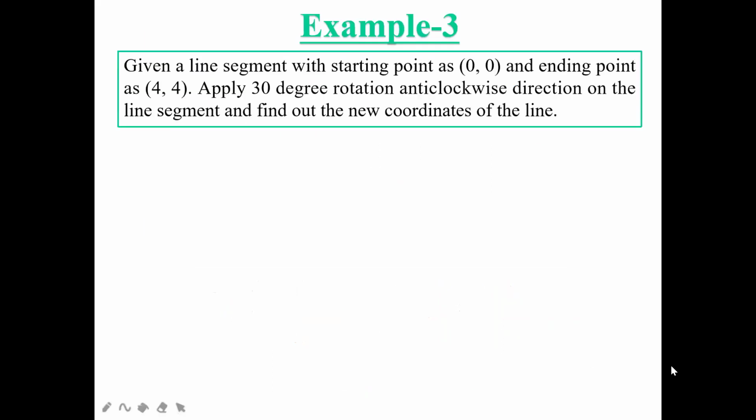Now moving towards the next one, I have an example here. So in your rotation you are going to write only that much. Now you can see my example, I'll just go through that and you have to do this example. You have one line segment with starting point 0 comma 0 and ending point 4 comma 4. You are going to apply a 30-degree rotation in the anti-clockwise direction on the line segment, and find out the new coordinates of the line. How are you going to do this?